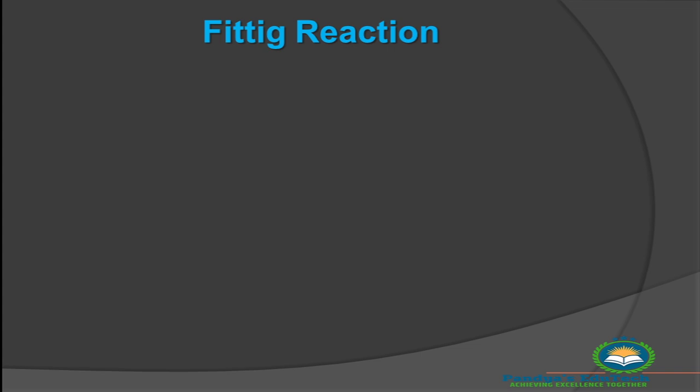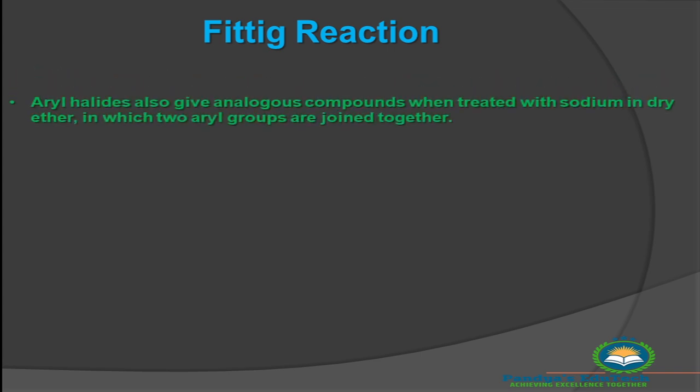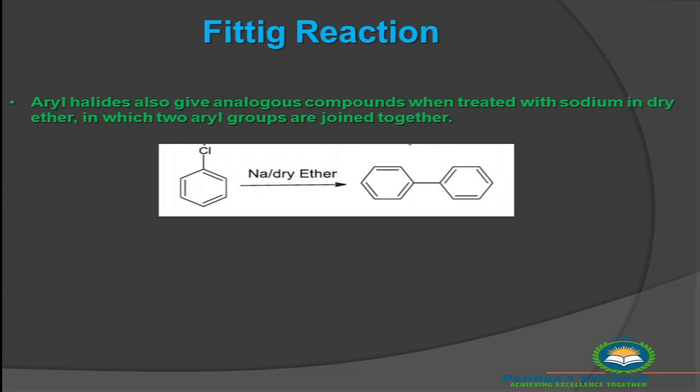Fifth, Fittig reaction. Aryl halides also give analogous compounds when treated with sodium in dry ether, in which 2 aryl groups are joined together. Just like Wurtz, in Fittig also chlorine gets detached and diphenyl is obtained, leaving behind 2 moles of NaCl.